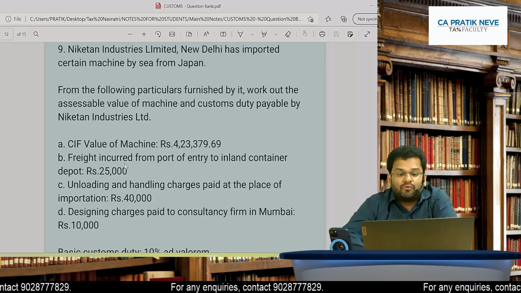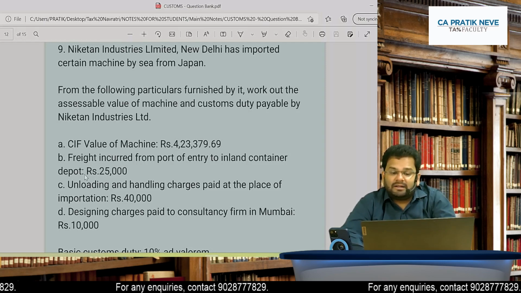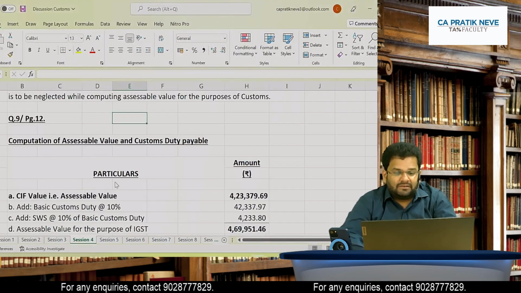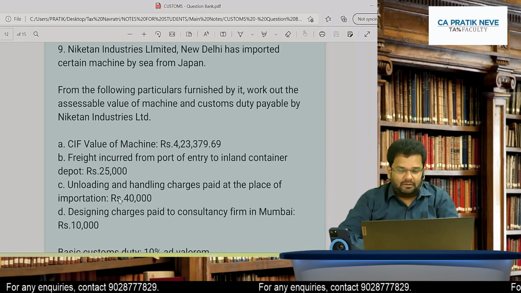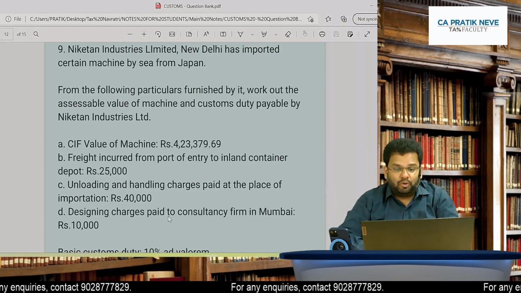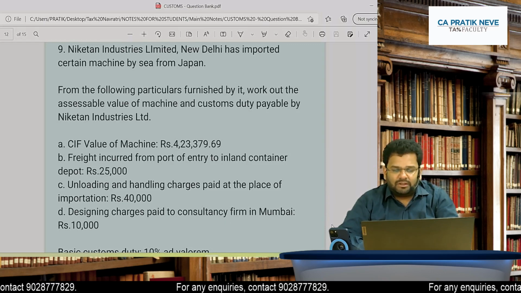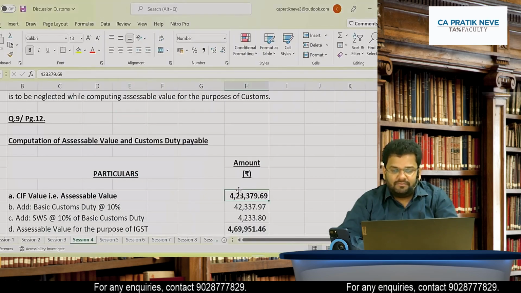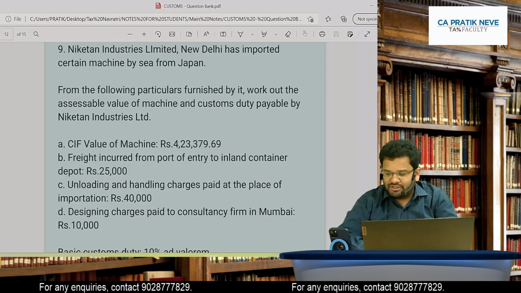Freight incurred from port of entry to inland container depot. Neglect. Literally neglect. Unloading and handling charges. Neglect. They are at the port of importation. Design charges paid to consultation firm in Mumbai. Neglect. So directly your assessable value is this. Yes, all are post importation charges, so neglect.